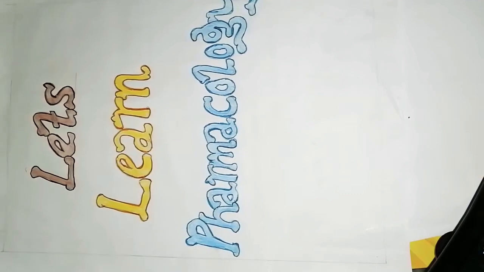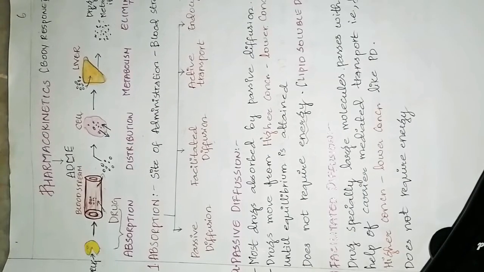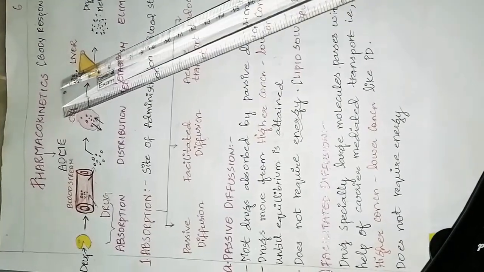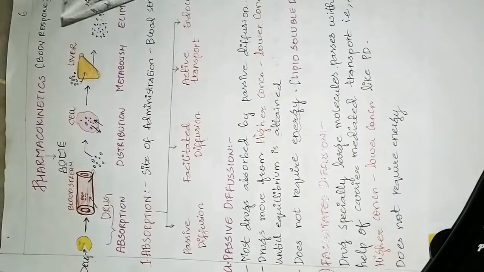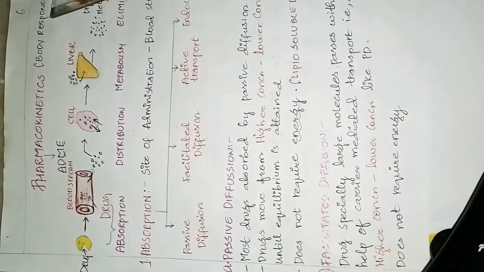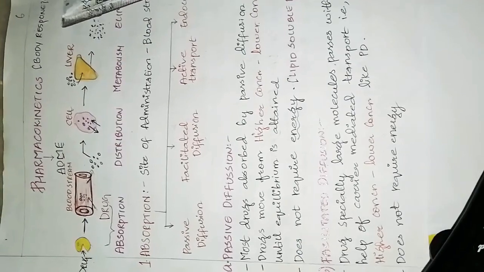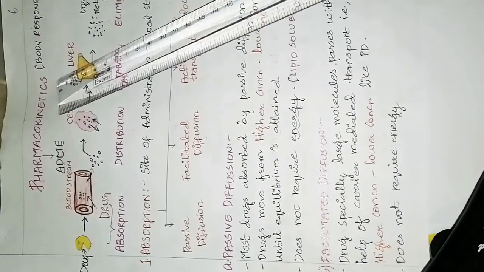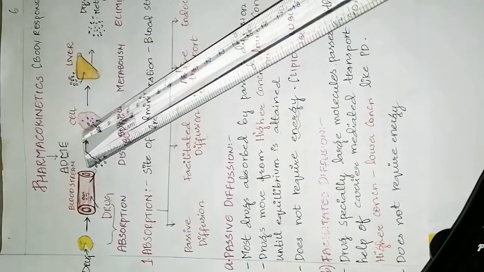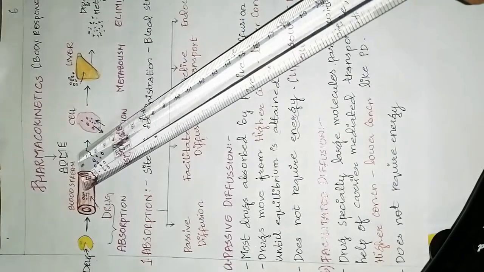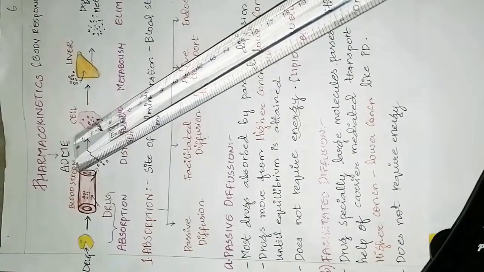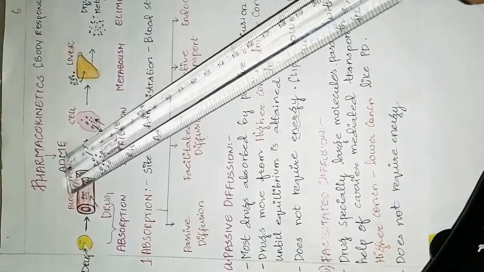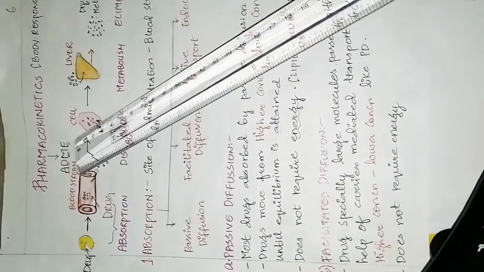Let's learn pharmacology. So friends, today we'll be discussing pharmacokinetics. What is pharmacokinetics? It is simply what the body does to the drug once it is administered in the body. Pharmacokinetics involves four main processes: absorption, distribution, metabolism and excretion, ADME. Remember it as ADME.